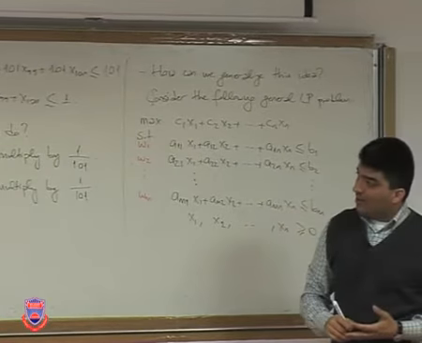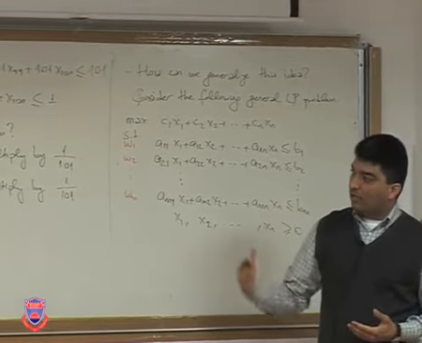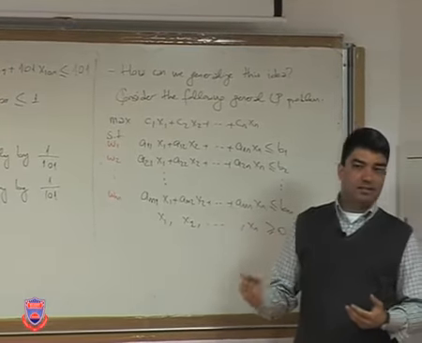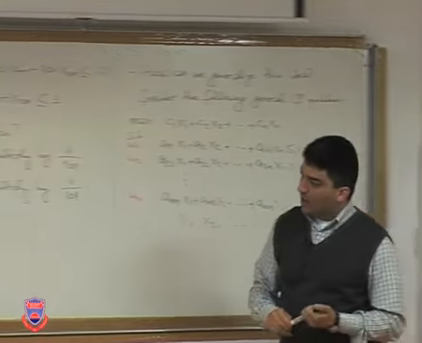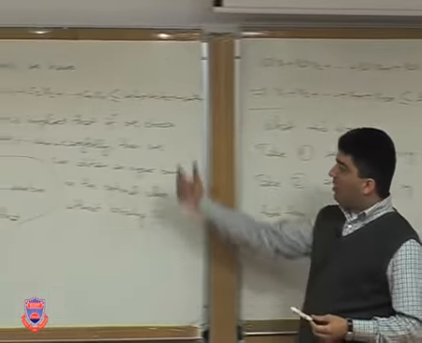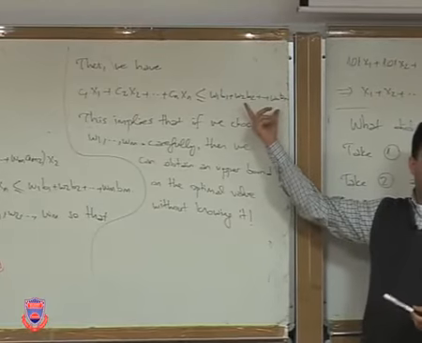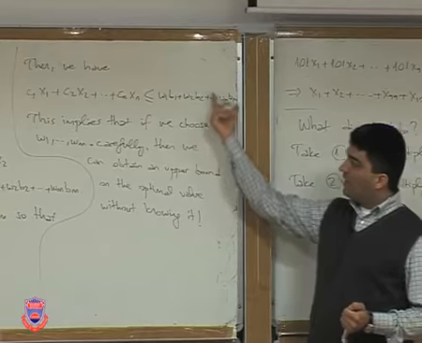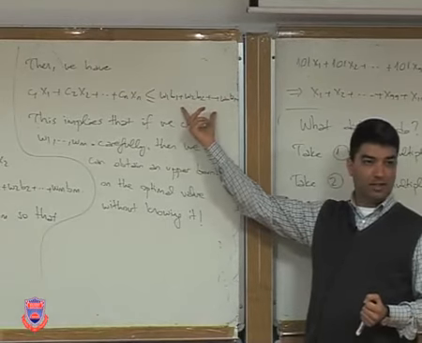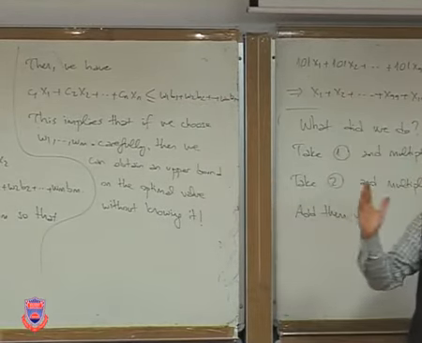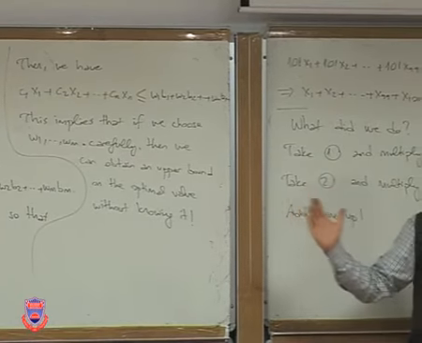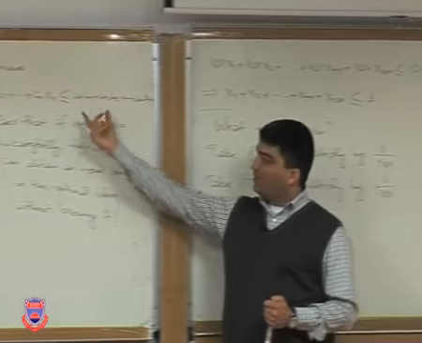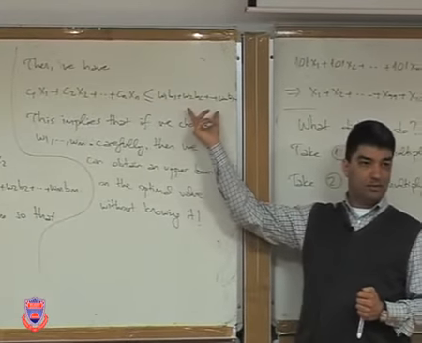So as a result, since I'm looking for an upper bound, the smaller the upper bound, the better. So what I want to do is pick w1 through wm in such a way that I get the best possible upper bound on the optimal value. What do I mean by the best possible upper bound? I want to make this as small as possible. I want to push my upper bound as low as I can. Why is that? Because after all, I'm trying to find the best upper bound on the optimal value.